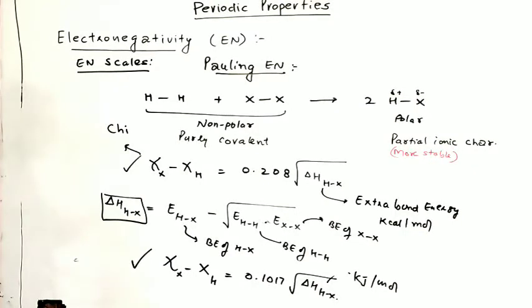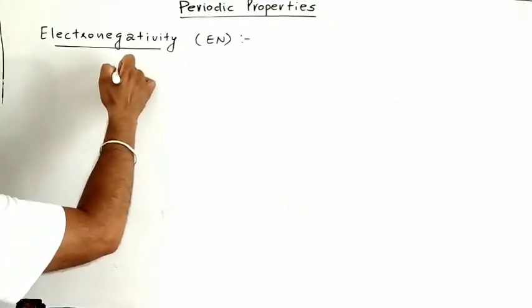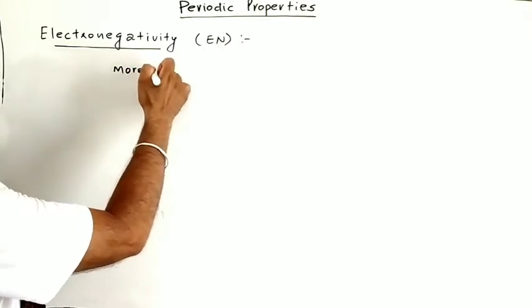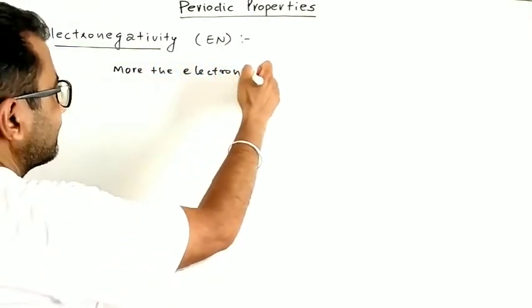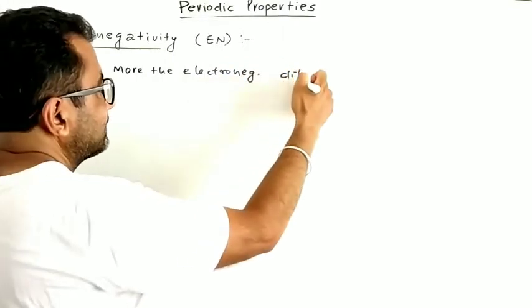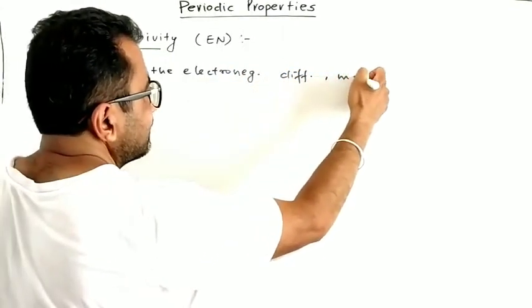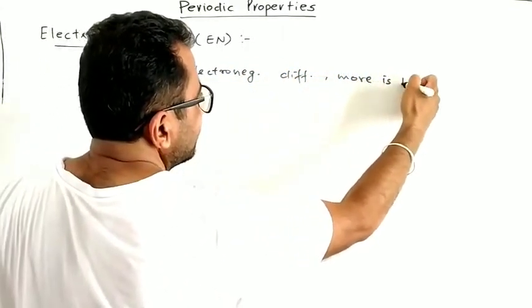So next: the more the electronegativity difference, the more is the ionic character.